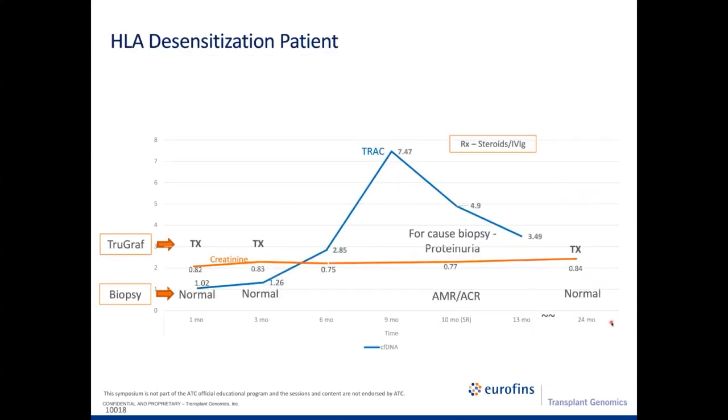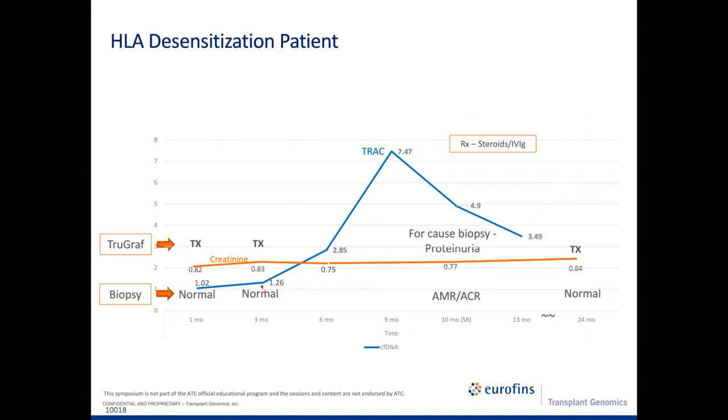The last case I want to present here is a patient that underwent HLA desensitization. And again, when we think about the tests we use and the biomarkers we use, you have to understand the patient population that you're treating and what their pretest probability is. So this patient is transplanted and under the protocol for desensitization at a 1-month biopsy. At the time, the TruGraf assay was TX. Biopsy was read as normal. Interestingly, good renal function here, creatinine 0.8. At that time, a cell-free DNA assay was above the cutoff of 0.69, so the TRAC assay is positive.